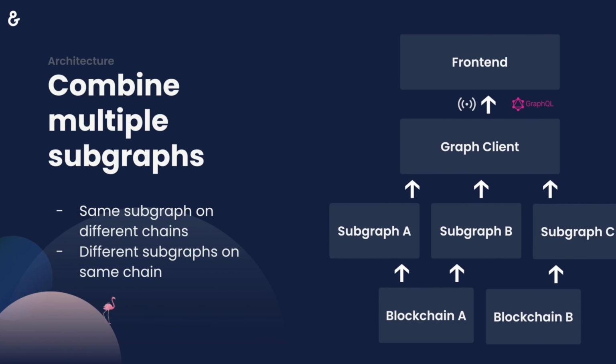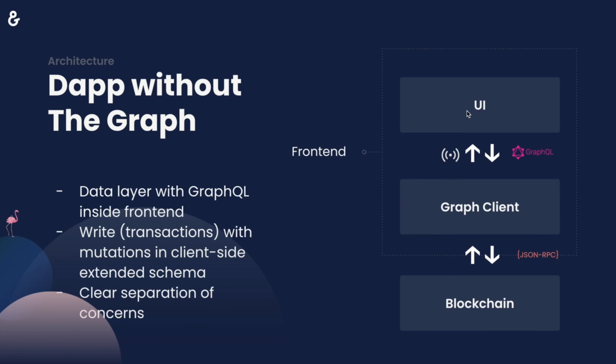The next thing we can do with the Graph Client is combine multiple subgraphs. That's what's happening here. We can have that setup from two slides before, multiple blockchains indexed by multiple subgraphs, all combined in one Graph Client. That happens under the hood with schema stitching using GraphQL Mesh, but as far as the front end is concerned, it's one single GraphQL API that is queried. That gives a pretty nice separation of concerns, in my opinion.